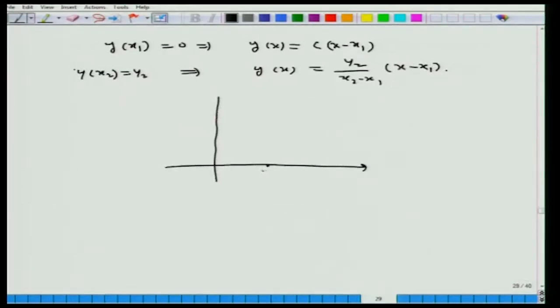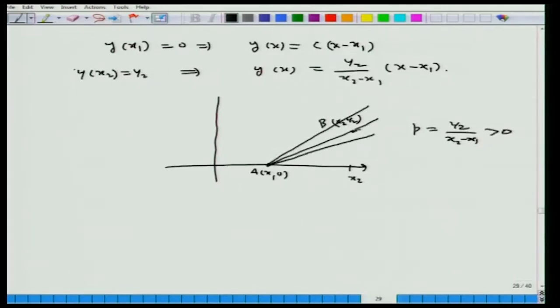These are depicted here. So, this is the point A, which is (x1, 0), and these are the straight lines. This is x2 here, and this is (x2, y2), which is the point B. The slope of this extremal, p, which is y prime on this, is y2 over (x2 minus x1), which is positive by our assumption that y2 is positive and x2 is greater than x1. So, there are other extremals going like this in the neighborhood of this.